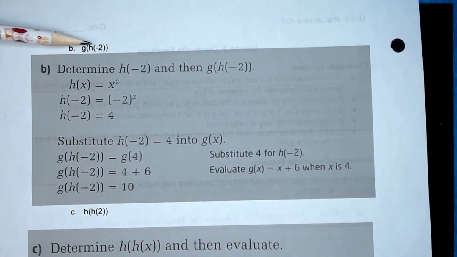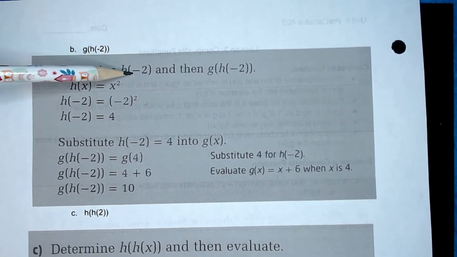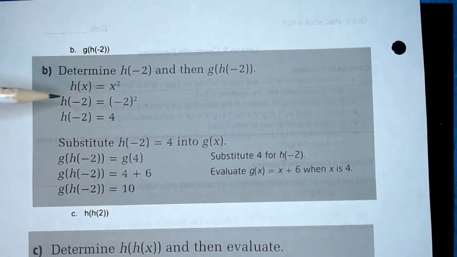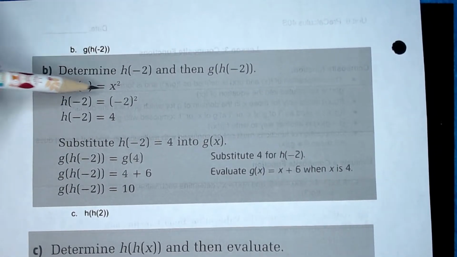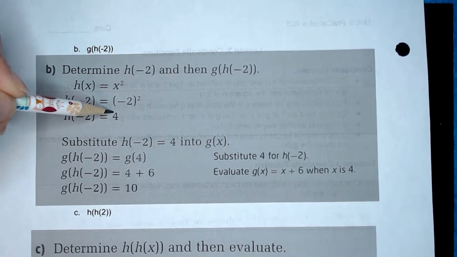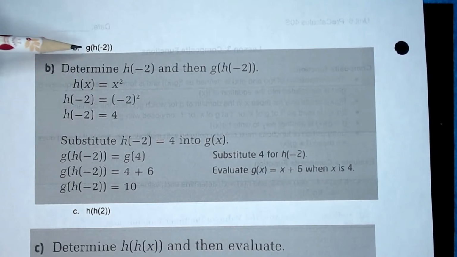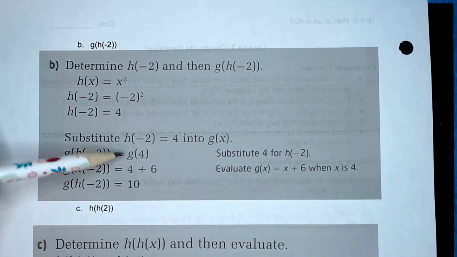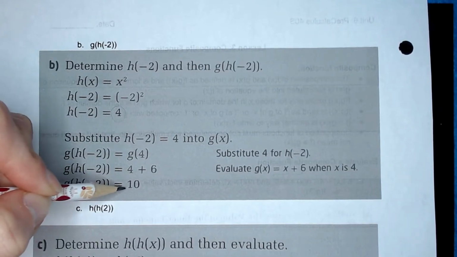The second example, g of h at the value of -2. So first determine h of -2, and then g of h of -2. So h of x is equal to x squared. So when x equals -2 in h of x, then we have -2 squared, which is 4. Once we have this value 4, we just substitute that into g of x. So if you recall, g of x was x plus 6. And so what we're going to do is just take this 4 and put it wherever there's an x in g of x. So our result of g of h of -2 is equal to 10.